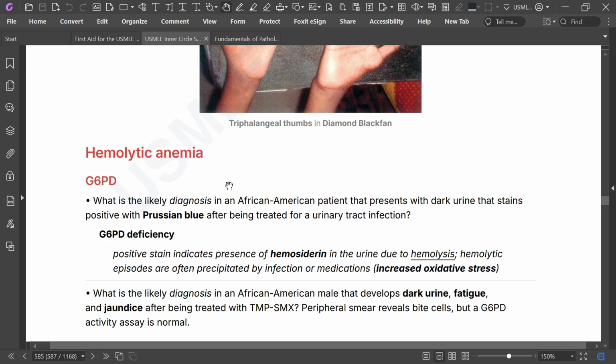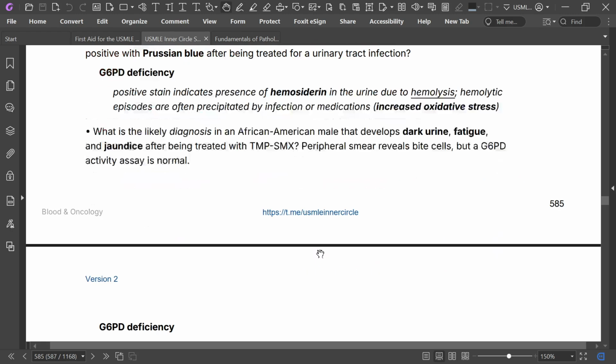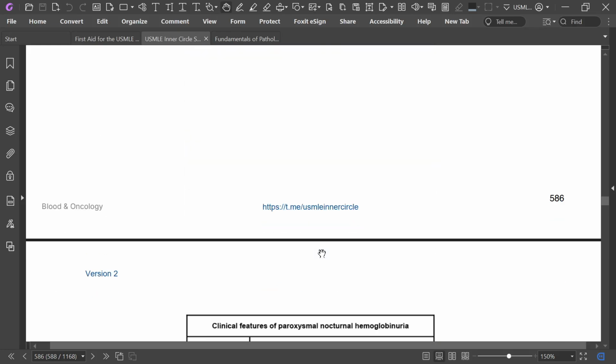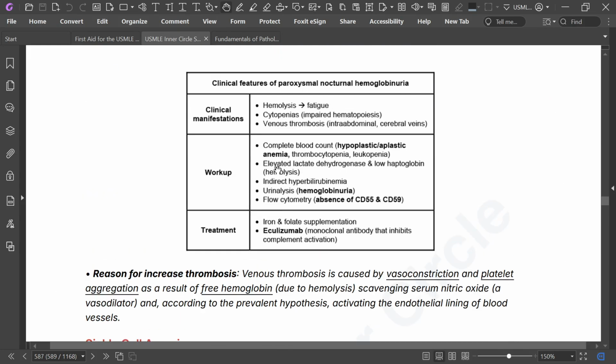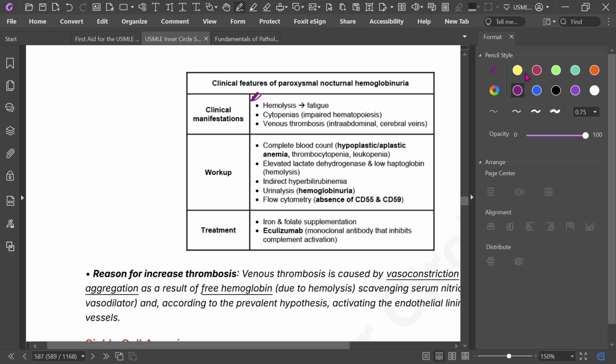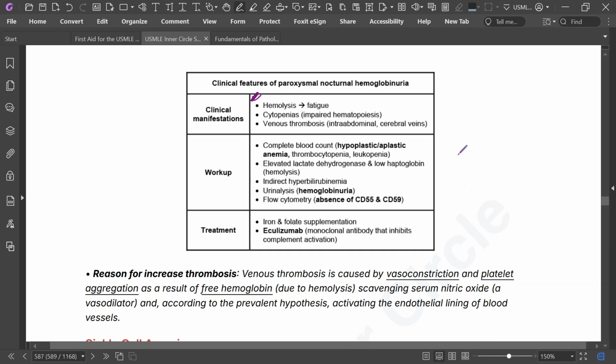Okay, now PNH. So in PNH, what happens here? There is complement mediated hemolysis. That's why the patient comes with fatigue. And there may be cytopenia due to impaired hematopoiesis. There is cytopenia and venous thrombosis, maybe hepatic or portal venous thrombosis.